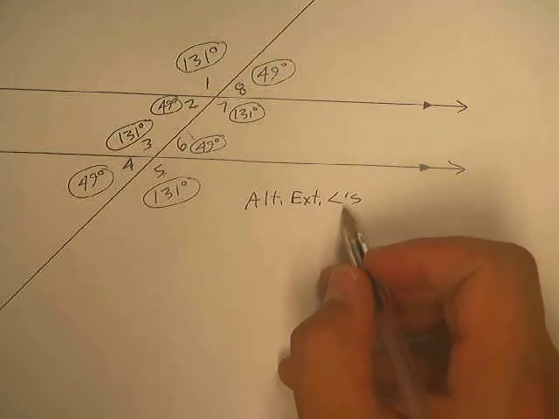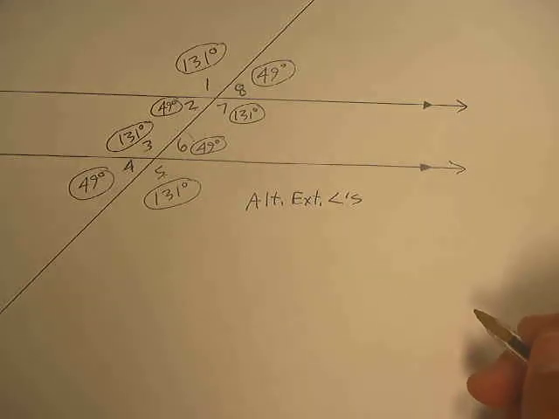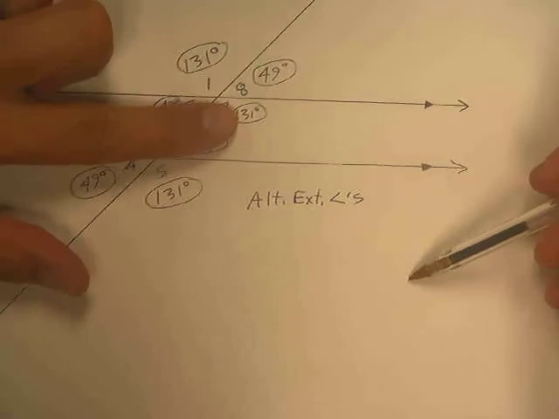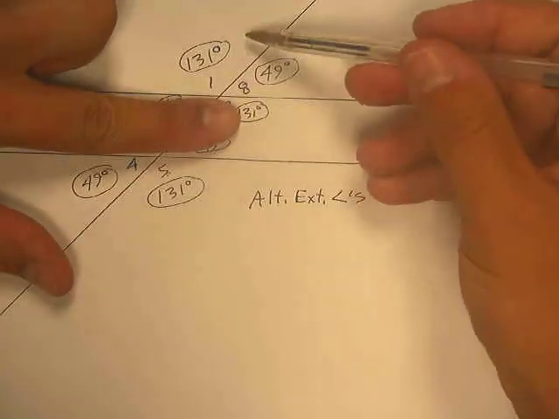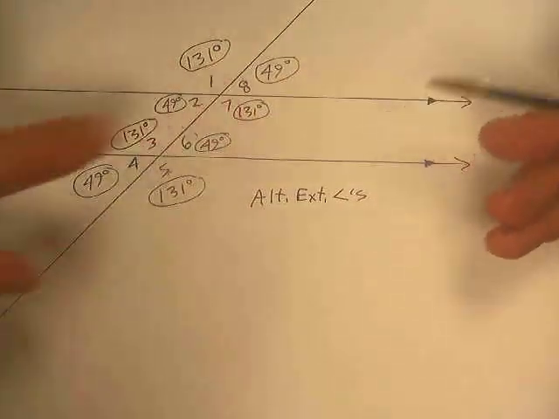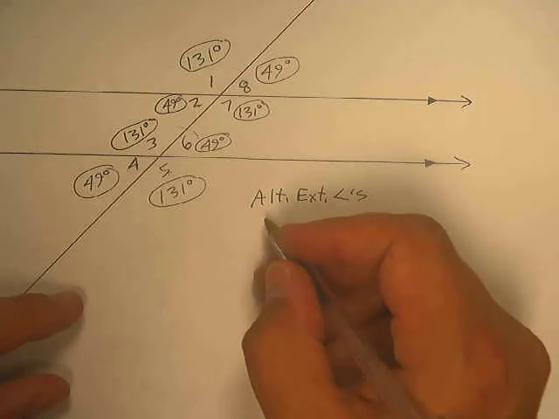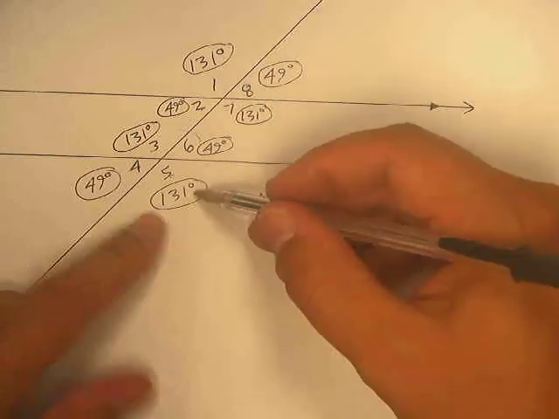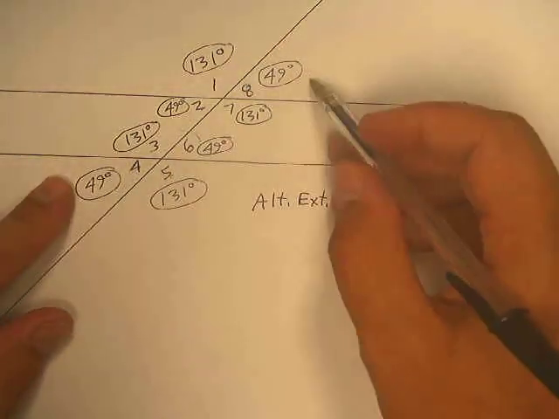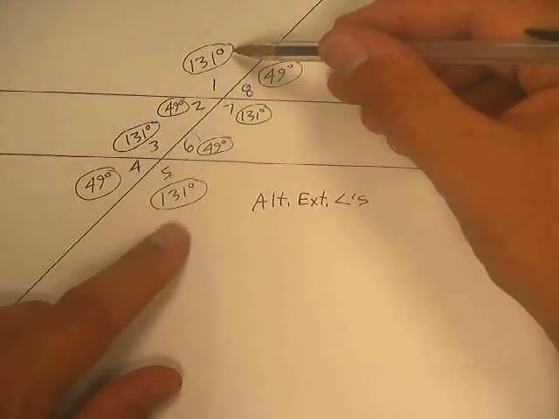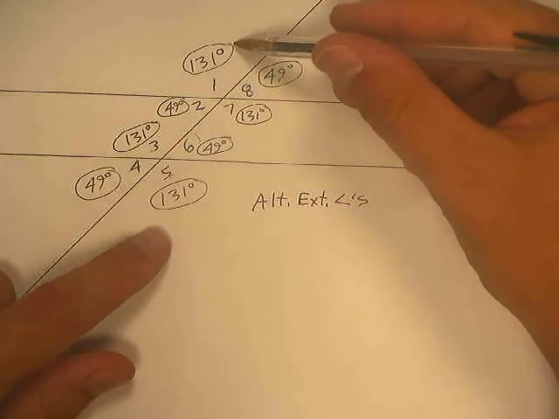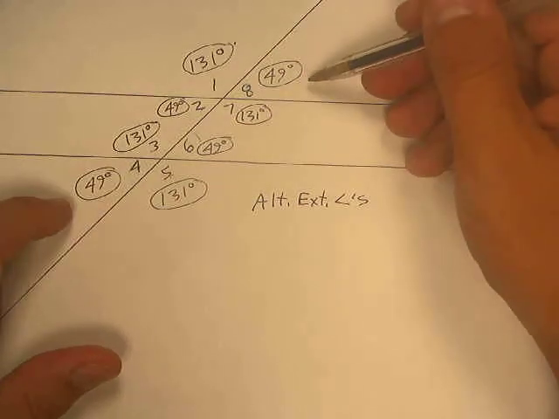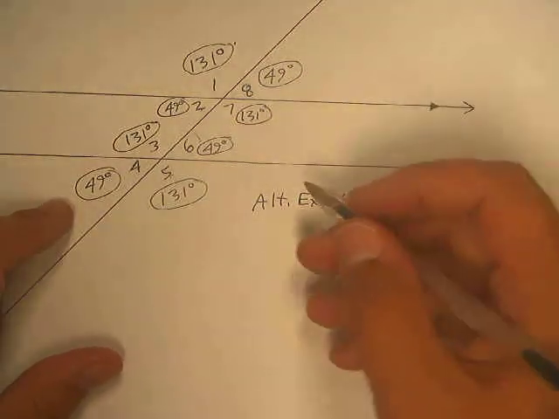All right, we'll start with alternate exterior angles. I'm going to abbreviate it like that, alternate exterior angles. That way we don't have to write so much, okay? So those were, remember, on the outside, 1 and 5 and 4 and 8. So we're going to see what special properties they have. Angle 1 and 5 are both 131 degrees. Angle 4 and 8 are both 49 degrees. So what do you notice about those two angle pairs?